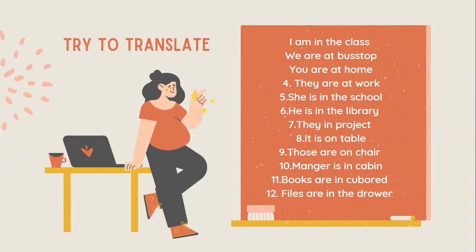He is in the library. ಅವನು ಲೈಬ್ರರಿಯಲ್ಲಿ ಇದ್ದಾನೆ. So the Kannada word for library is Pustakalaya and for school is Shale. They are in project. Avaru project alli idare. It is on table. Adu table mele ide. Those are on chair. Avugalu chair mele ive.